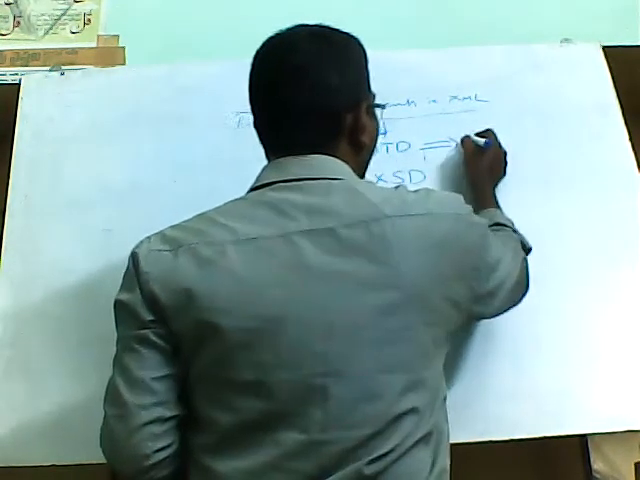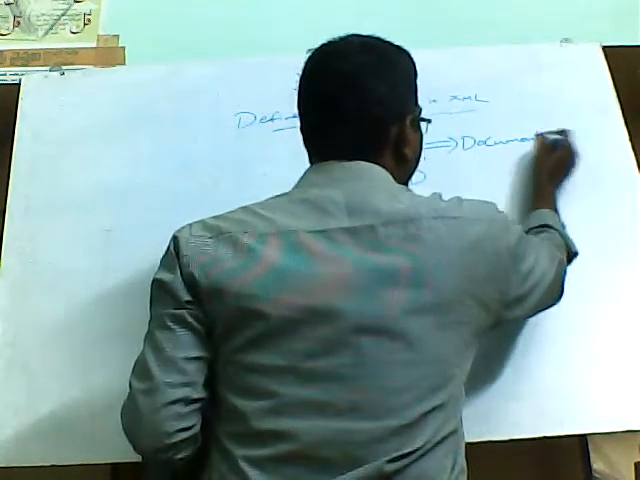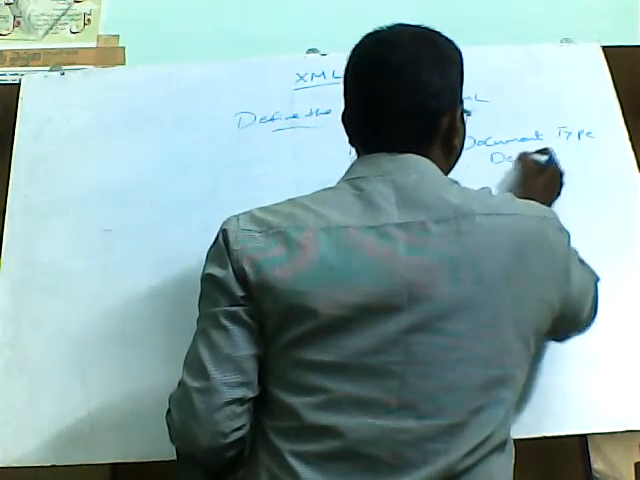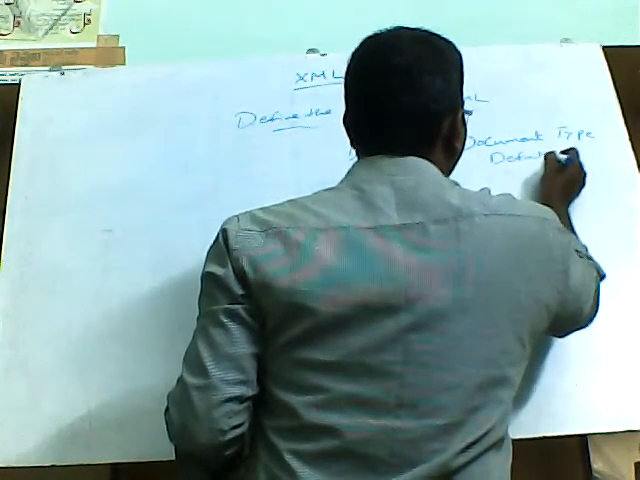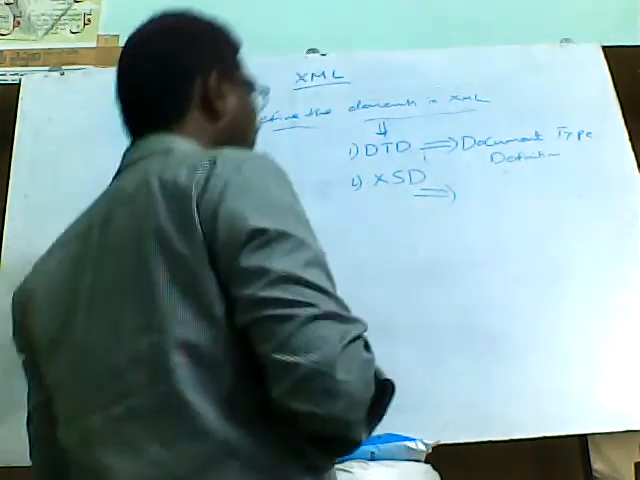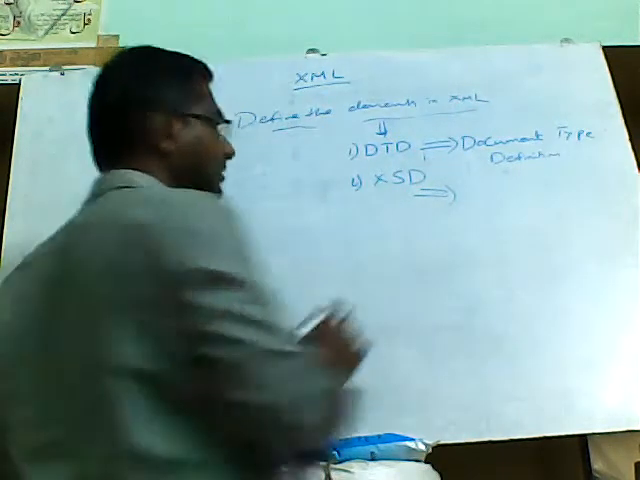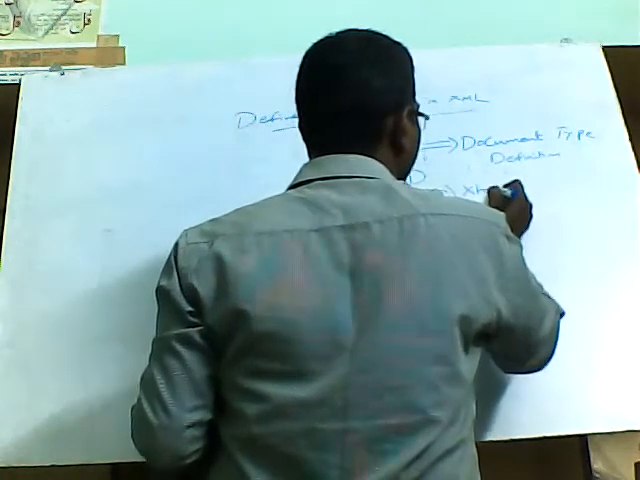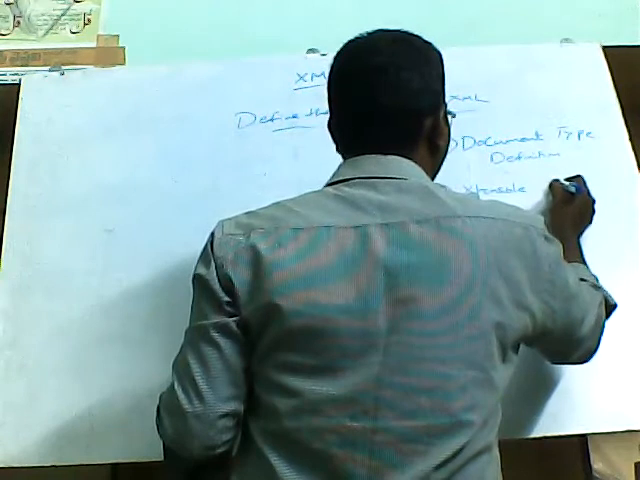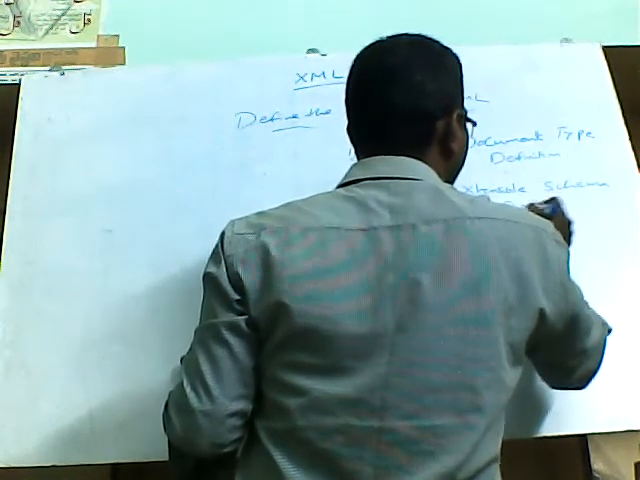DTD stands for Document Type Definition. XSD stands for XML Schema Definition, or extensible schema definition.